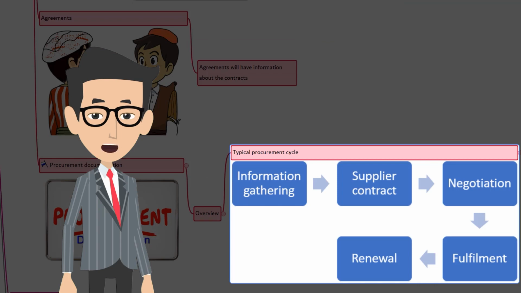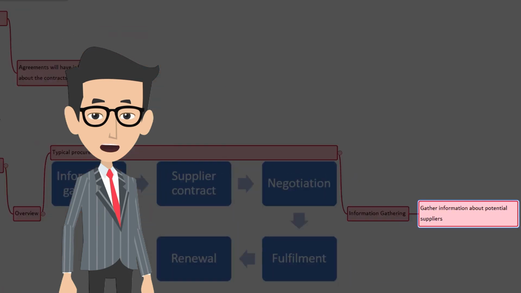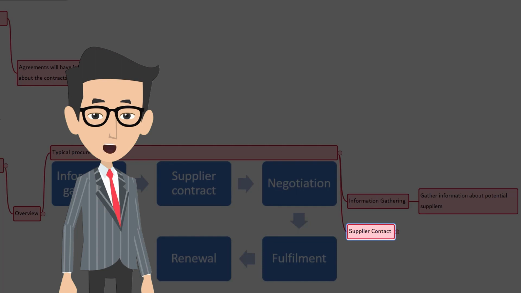Pay extra attention here because understanding this will help you to understand the next knowledge area, procurement management, a lot easier. The first is information gathering. Information about potential suppliers who can deliver the required product or service is gathered. Next, supplier contact. To compare and select the best seller, a quotation or proposal is requested from the supplier. This can be done through advertisements or through direct contact with the supplier.